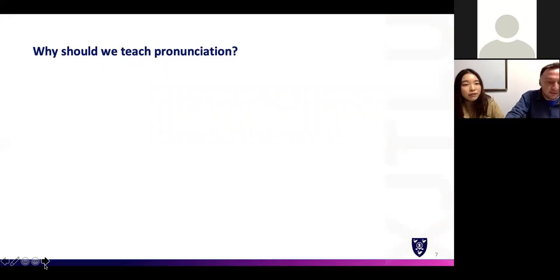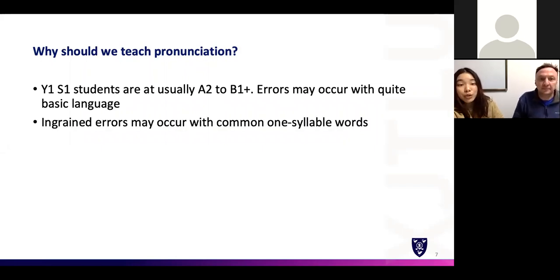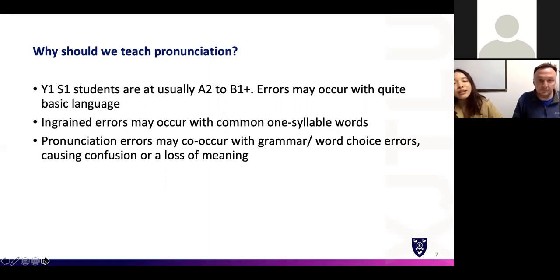Yeah, so now let's have a look at why we should teach pronunciation. First, year 1 semester 1 students' levels are usually A2 to B1+, and they may have errors with very basic language. Ingrained errors may occur with common one-syllable words, probably due to bad habits while learning pronunciation. These pronunciation errors may also co-occur with grammar or word choice errors, which can cause further confusion or loss of meaning.